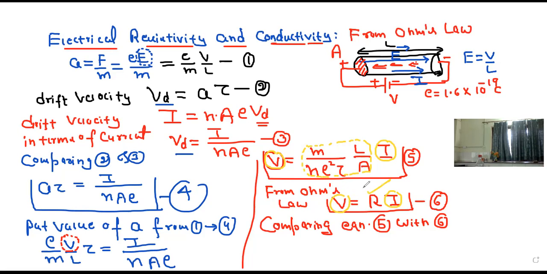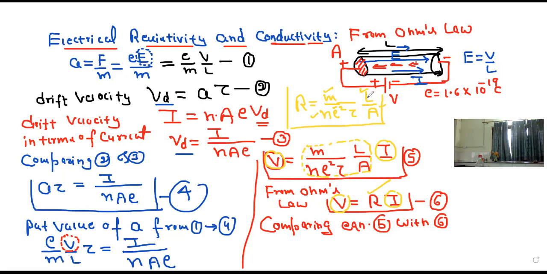So I can write R is equal to m upon n e square tau, into L upon A. This is the equation for resistance of the wire. From this equation, we can see that m is the mass of the electron, n is the total number of electrons, e is the charge on the electron, L is the length of the conductor, and A is the area of the conductor.